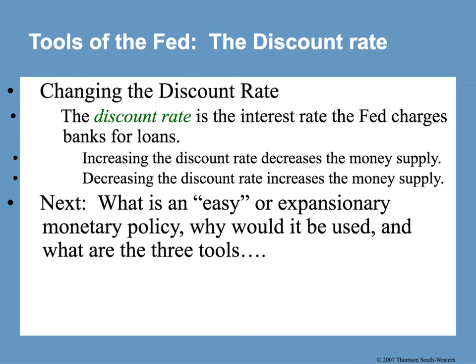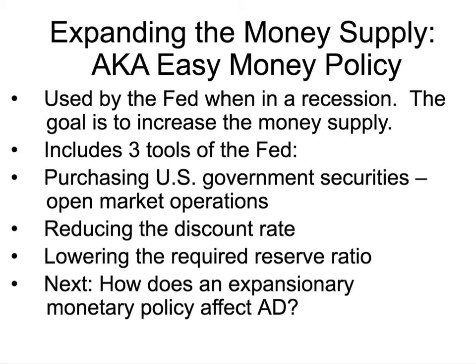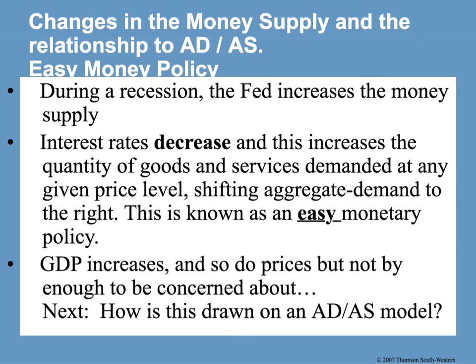The discount rate is the interest rate the Fed charges banks for loans. So here's expansionary or easy money policy. The Fed would buy bonds, reduce the discount rate, and lower the reserve requirement. During a recession, the Fed works to lower interest rates, which increases the likelihood of spending by businesses and consumers, thus increasing aggregate demand and boosting us out of a recession by putting people back to work.